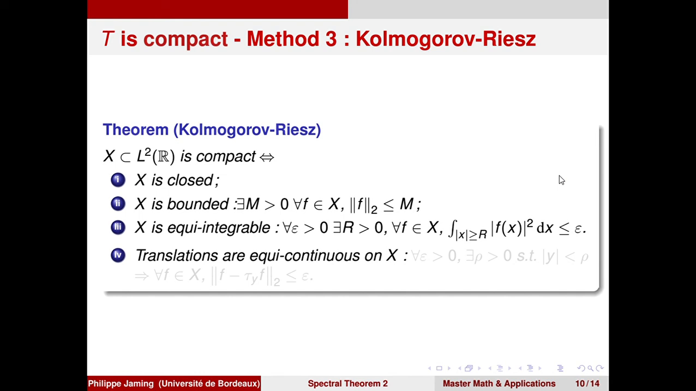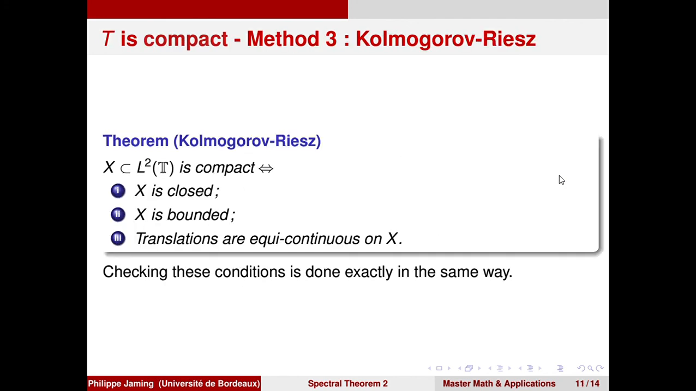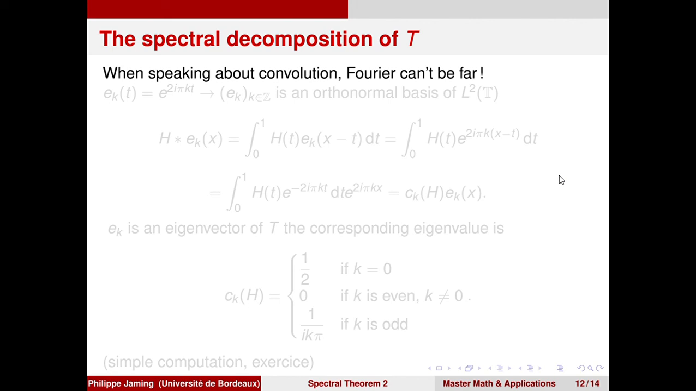And the last condition is that translations are equicontinuous, which I will recall here. So in L2 of T, this reduces to X closed, X bounded, and translations are equicontinuous. And now checking these conditions is done exactly in the same way. So we have 3 ways to see that T is compact. But that just tells us that the spectral theorem is valid. Now we have to find eigenvectors and eigenvalues.